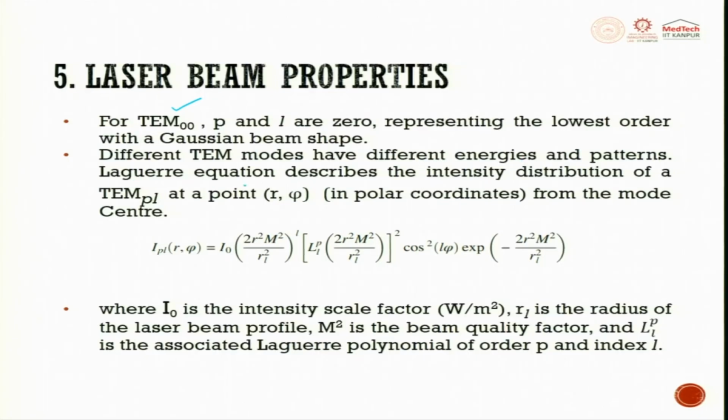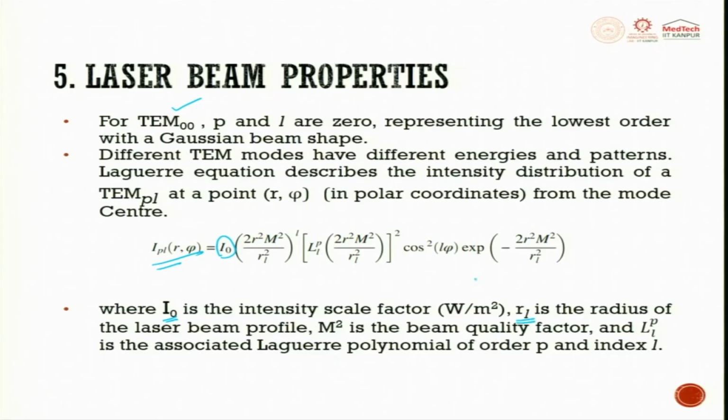The Laguerre equation describes the intensity distribution of a TEM 00 or PL mode at a point r and psi in polar coordinates from the mode center. So, it is represented as this. You have I naught, which is the beam intensity, decaying with respect to time. I naught is the intensity scale factor, which is watt per meter square.